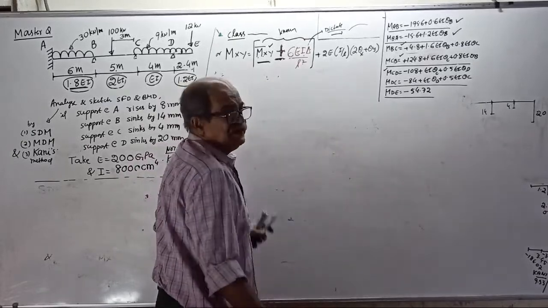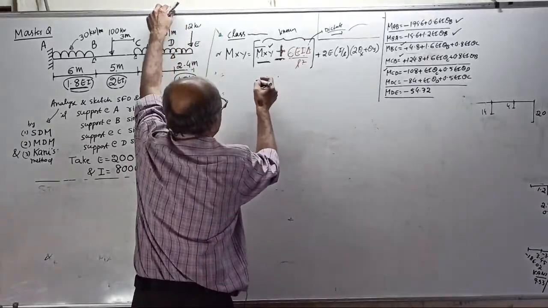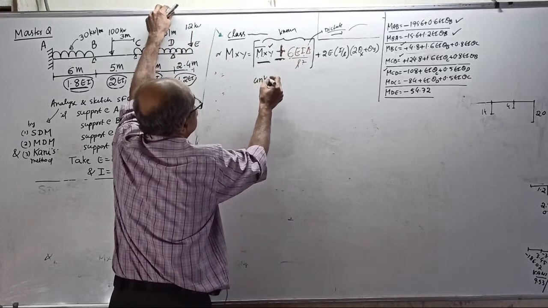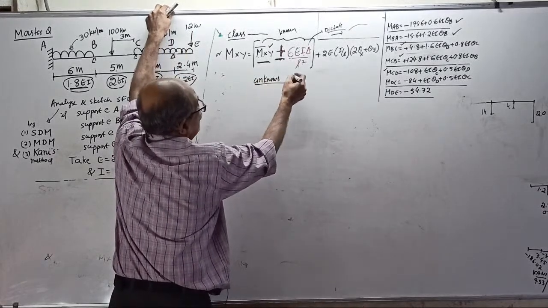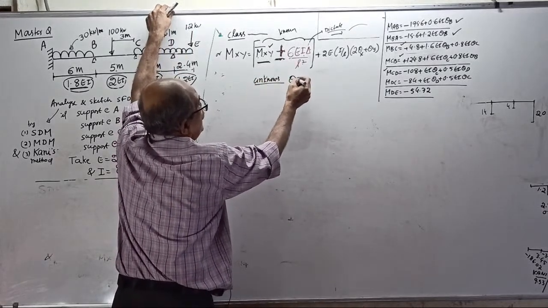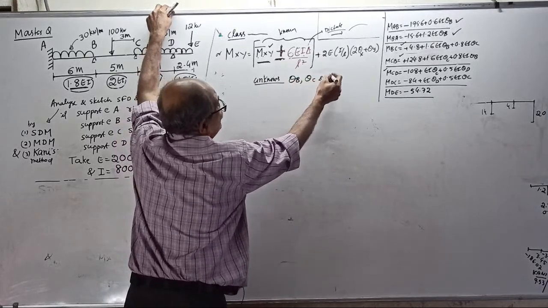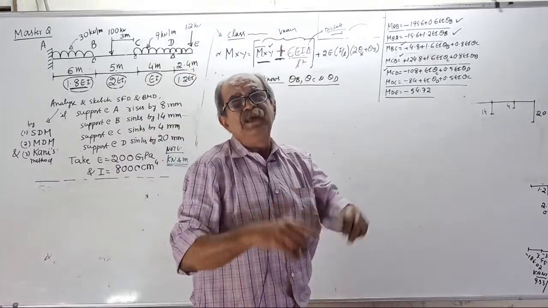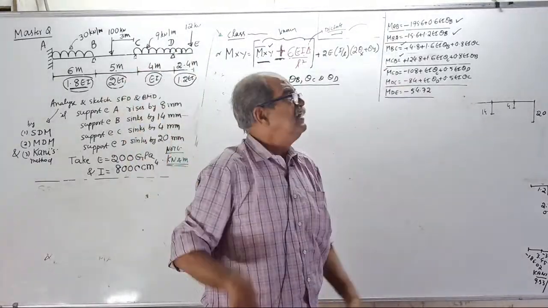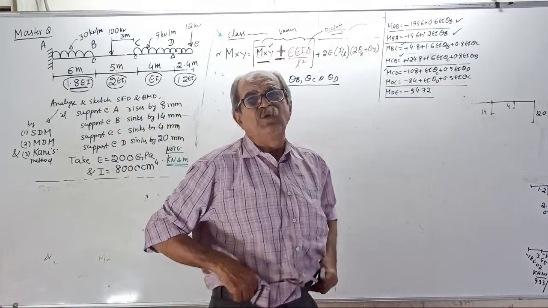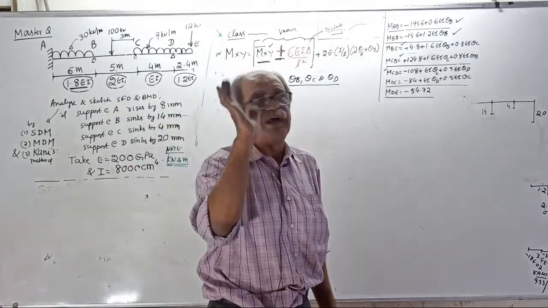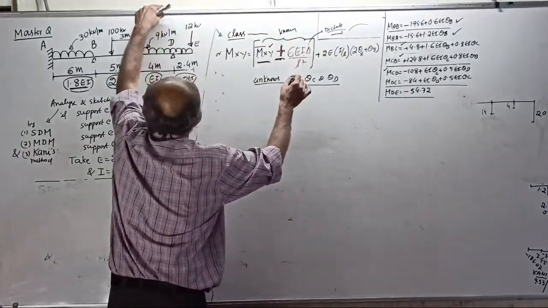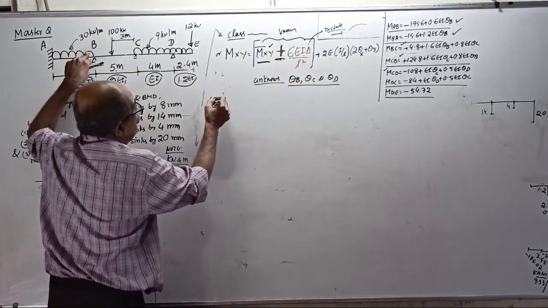But anyway, I will continue. Therefore, next step, unknowns. Unknowns are what? Theta B, theta C, and theta D. Now remember, completely forget about all these things. You solve like a normal question. Basic question.